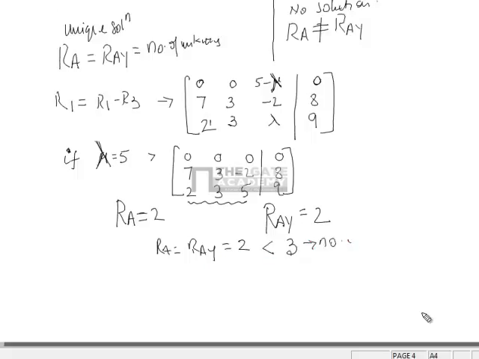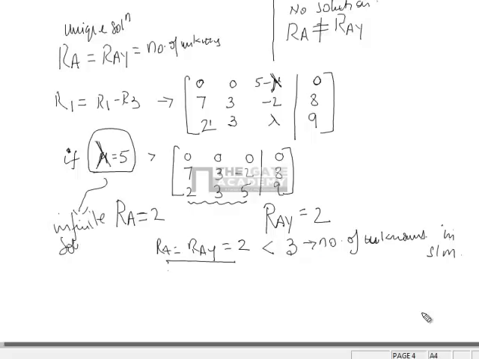What is 3? Number of unknowns in the system. Correct? Yes or no? So rank of A equal to rank of AY satisfies the consistency, but it is less than the number of unknowns in the system. So lambda equal to 5 will make the system have infinite solutions. So I have solved part C. This is the answer for part C. Correct. I have infinite solutions.